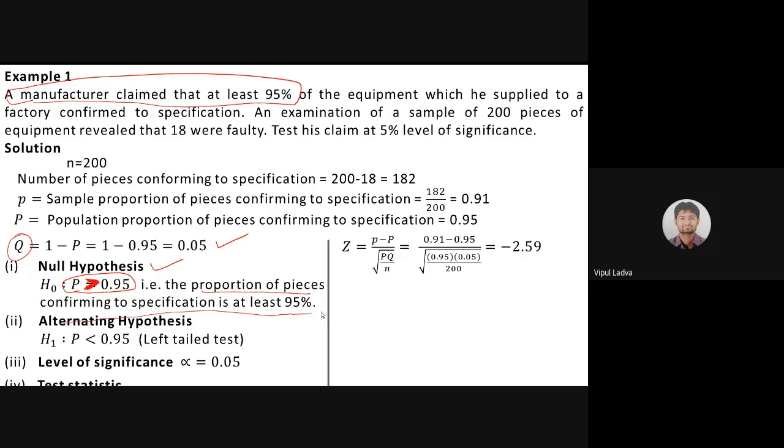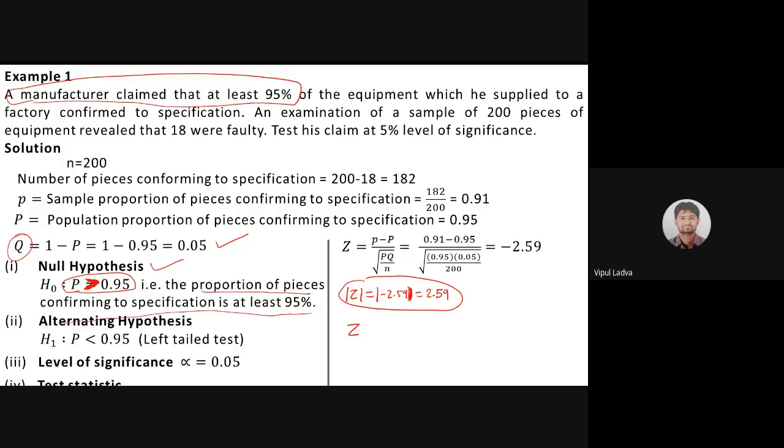If this is my z-score, then the absolute value of z will be the absolute value of minus 2.59. That means the z-score is 2.59. Now we are at the stage where we will compare the z statistic with the critical value.